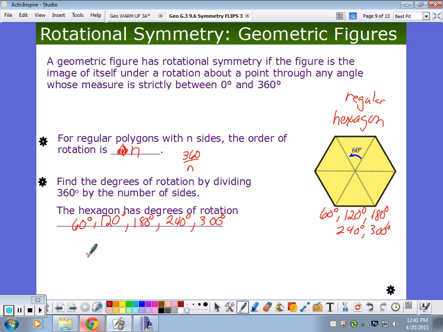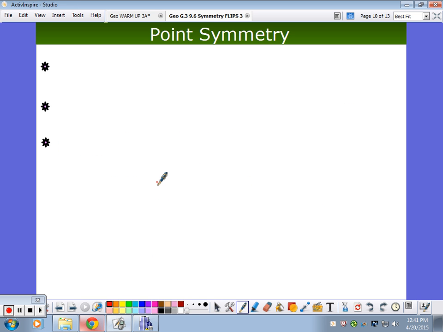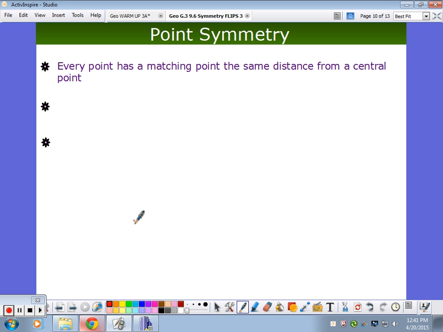It is very inductive, yes. All right, last little symmetry we're looking at, point symmetry. Point symmetry: every point has a matching point the same distance from a central point. We did this a little bit when we did reflections, a point reflection. You have that point, and however long that is, you go the same distance, and that's where its matching point is. And it turns it upside down. This was 180 degrees. It's the same thing.